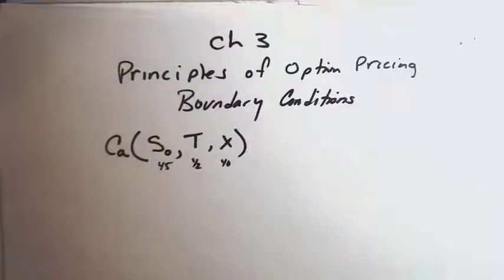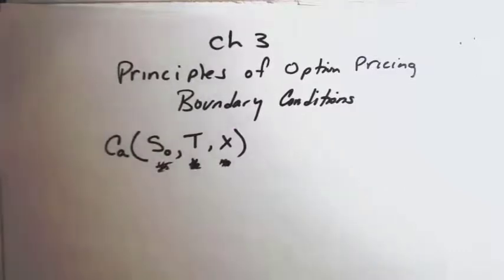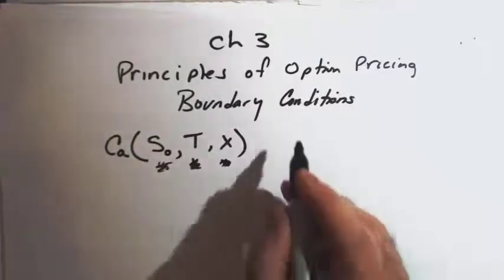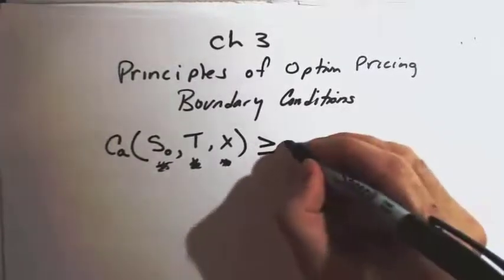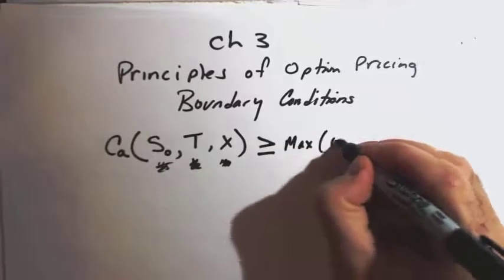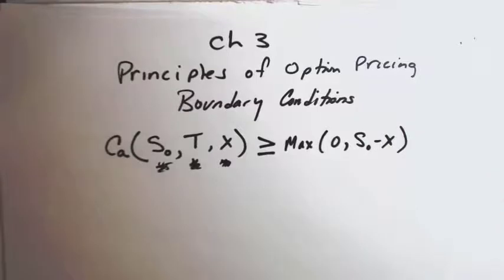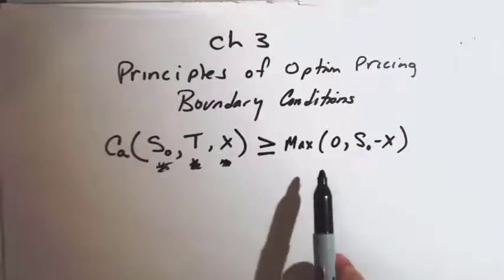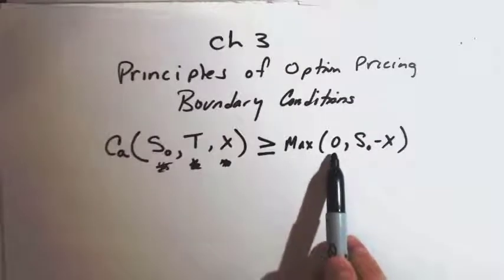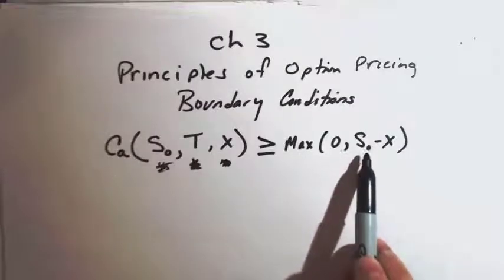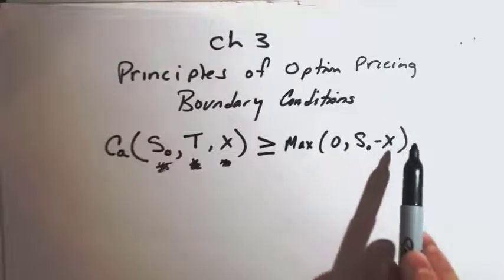We're not going to put the numbers in. We're going to be more generic than that and just say, here's the value of an American call. And what we're saying here is the value of the American call has to be greater than or equal to the maximum of 0 or what's called the intrinsic value of the call option. The way to read this is the maximum of either 0 or S minus X. So it's going to be the larger of the two.